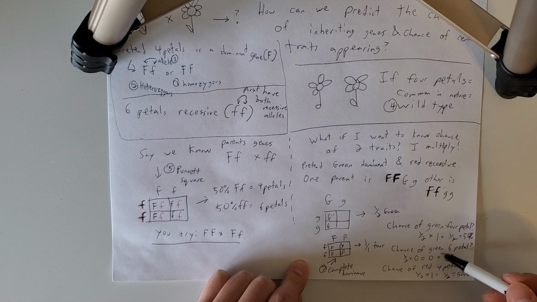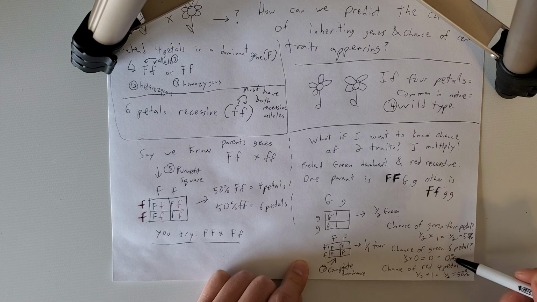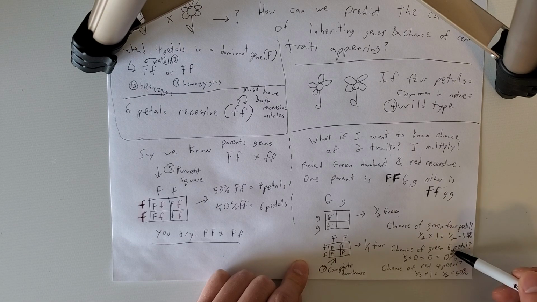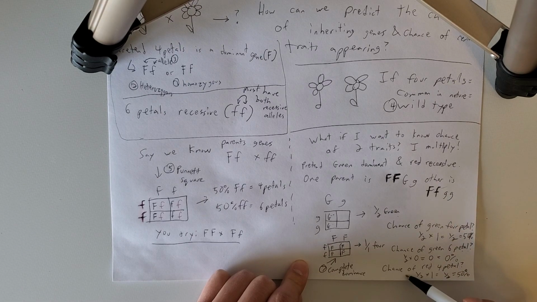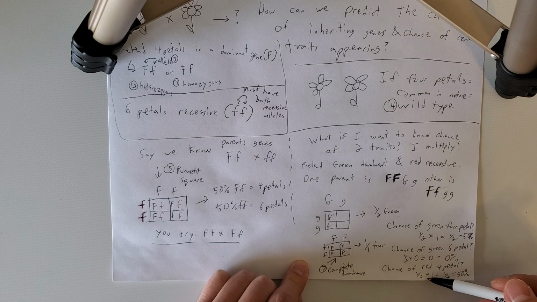Because you want green 6 petal, the green part might be possible, but the 6 petal part is not possible, right? So that's why it's a 0% chance of having both of these things. Now the chance of red 4 petal would be 1/2, because red is the opposite of green here. So 1/2 times 4 petal, which is 1, so that's 50% chance as well.